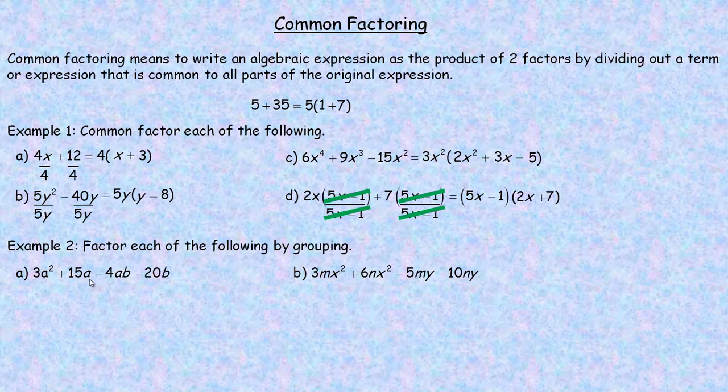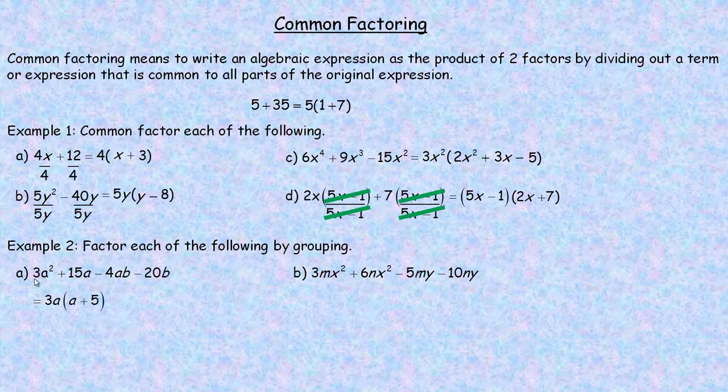That might make it a little more convenient. I'm going to talk about that a little bit in B here. But notice the first 2 terms. We're going to common factor the first 2 terms and the last 2 terms. And so in 3a squared plus 15a, we could factor a 3 out because 3 goes into both 3 and 15. And we could factor an a out because we've got an a squared here and an a to the first. So we can factor a 3a out.